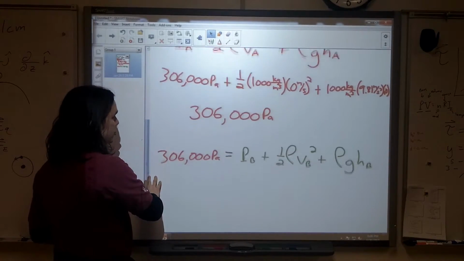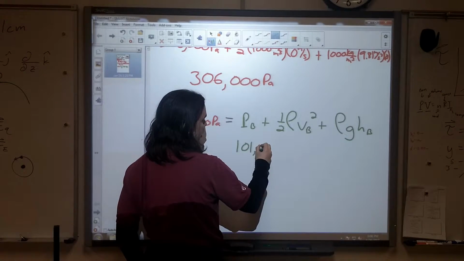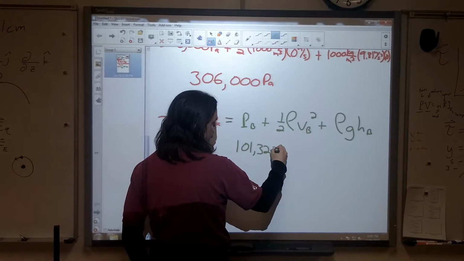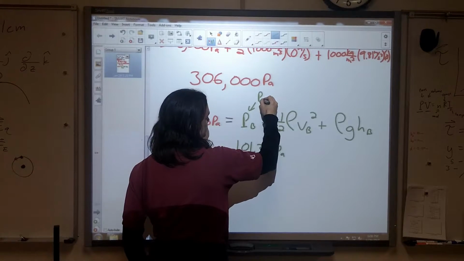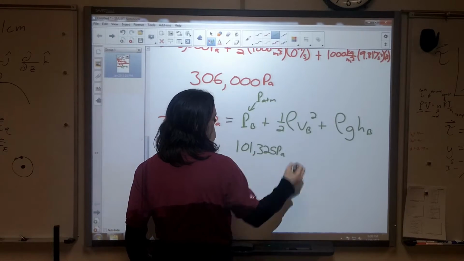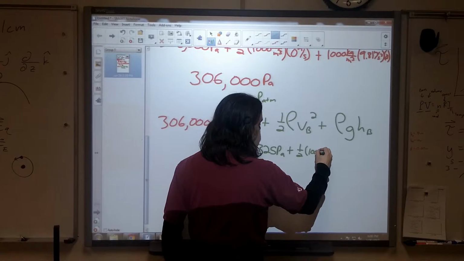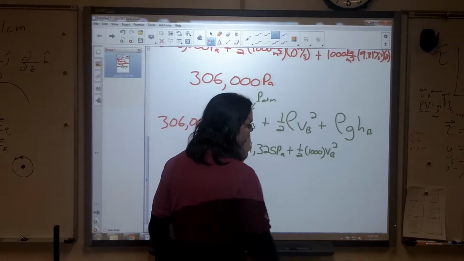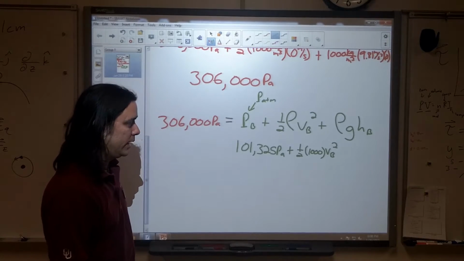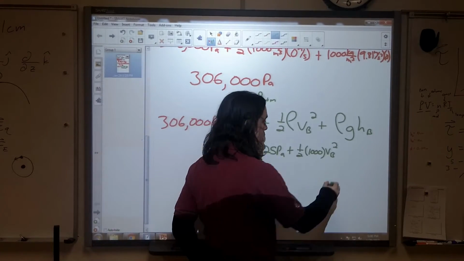In fact, air squeezes us with atmospheric pressure, which we're going to assume is about 101,325 pascals. This is atmospheric pressure. Plus 1/2 times 1,000, my density of water, times VB squared. I don't know what my velocity is. I don't know how fast the water is going. That's what we're looking for.